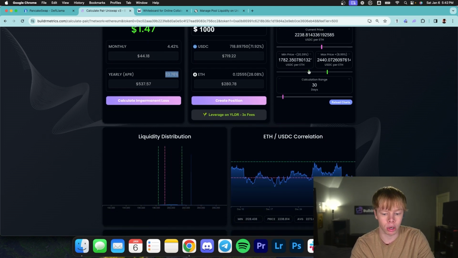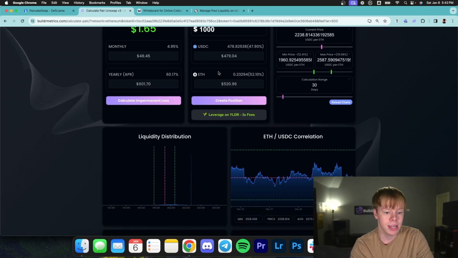But if I go with a broader range, you can see I'm getting roughly 60% on my Ethereum. But the thing is, this is going to be much more passive because this range right here encapsulates the past 30 days worth of data. You can see this chart is within our bounds right here.